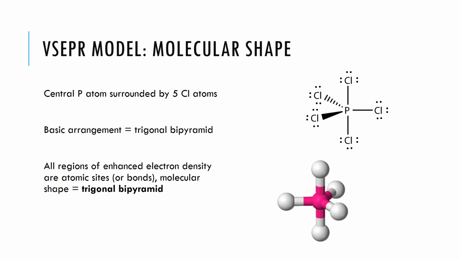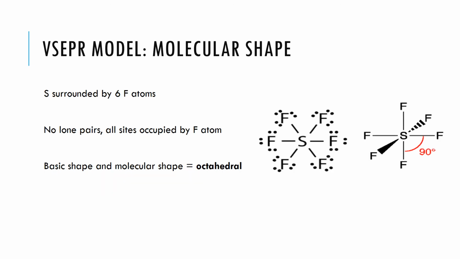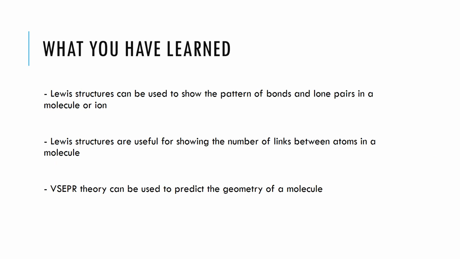PCl5, a phosphorus atom surrounded by 5 chlorine atoms. The basic arrangement is trigonal bipyramidal. All of those regions are atomic sites, so there are no lone pairs here. So the molecular shape is also a trigonal bipyramid. SF6, a sulfur atom surrounded by 6 fluorine atoms. No lone pairs there, all sites occupied by a fluorine atom, so the basic and the molecular shape here are octahedral.